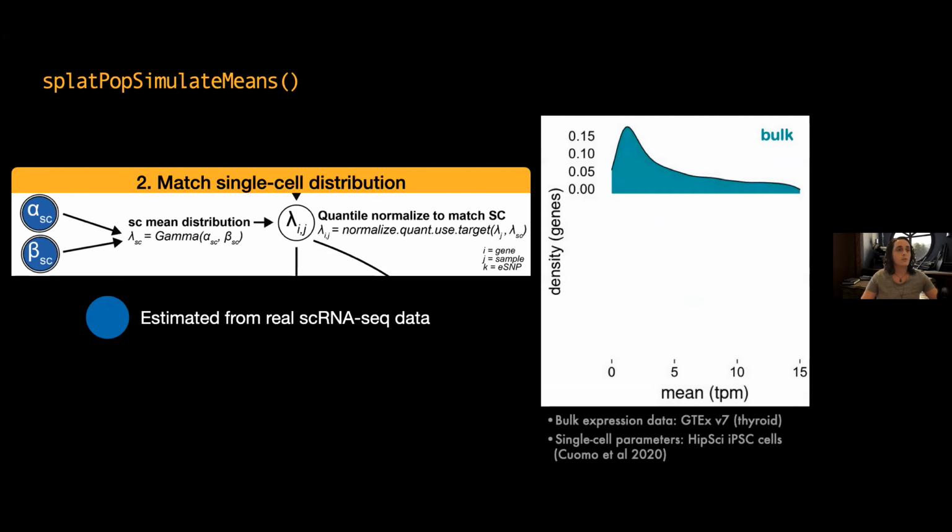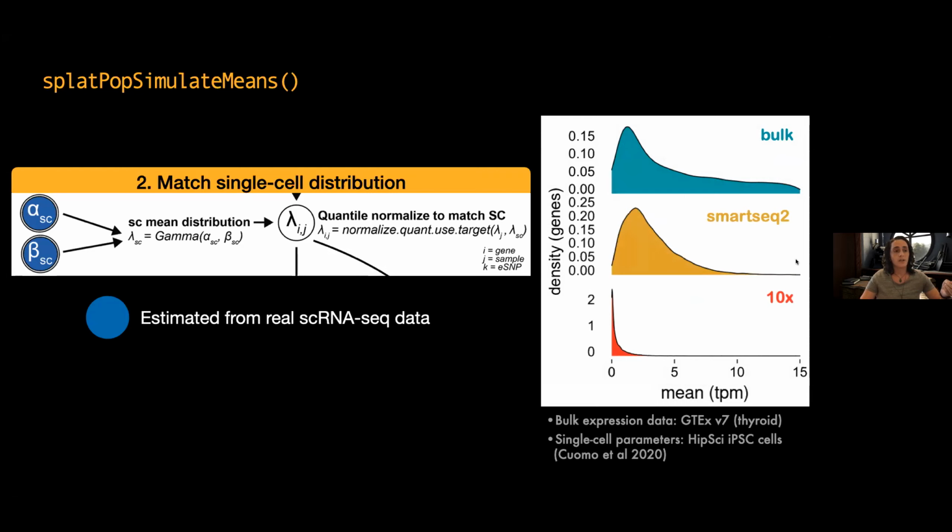So for example, here's the distribution of sampled gene means for all genes from one individual before quantile normalization. And these are sampled using parameters estimated from bulk RNA sequencing data. But then after quantile normalization, using parameters estimated from two different single cell technologies, we can see that we get a much tighter range of expression, which is exactly what we would expect to see for single cell data.